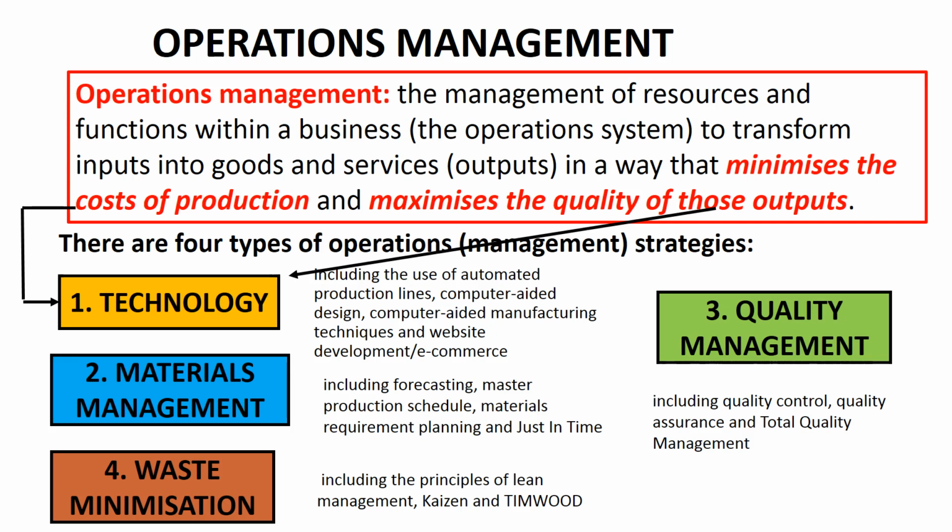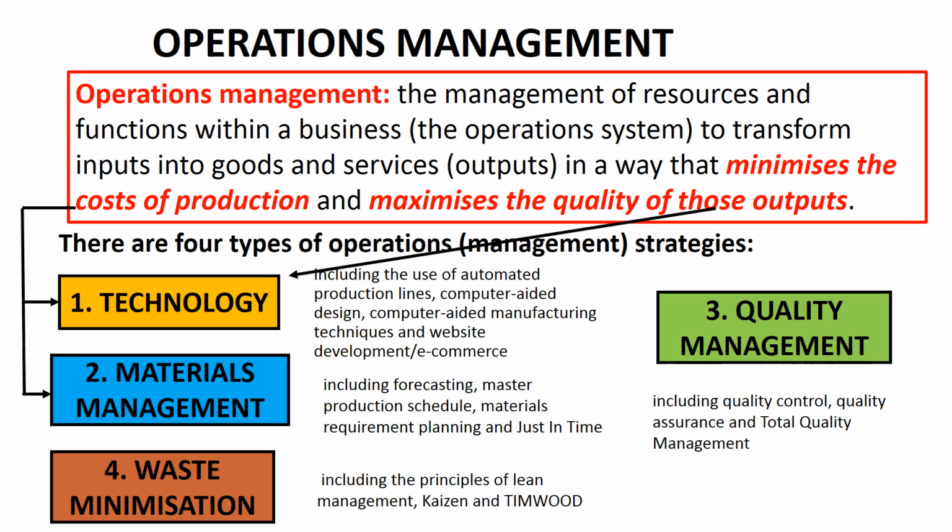Materials management strategies reduce the costs of production. For example, the use of just-in-time ensures that a business only orders inputs as they are needed for the production process. This reduces the costs of storing those inputs.